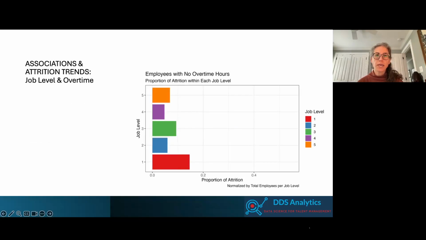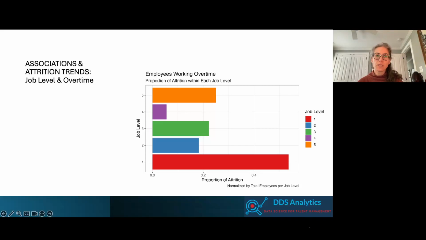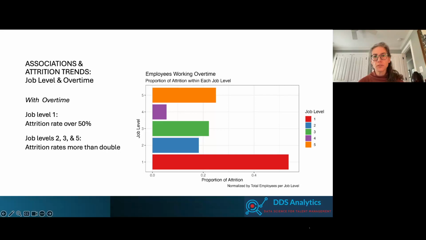Now, if we look at the employees that do not work overtime, attrition rates are very low. They're under 15% for job level 1 and under 10% for the other job levels. However, when we look at the employees that work at least 1 hour of overtime, the story totally changes. And over 50% of the employees in job level 1 that work overtime leave the company. This pattern holds true across the other job levels with the exception of job level 4, where attrition rates more than double.